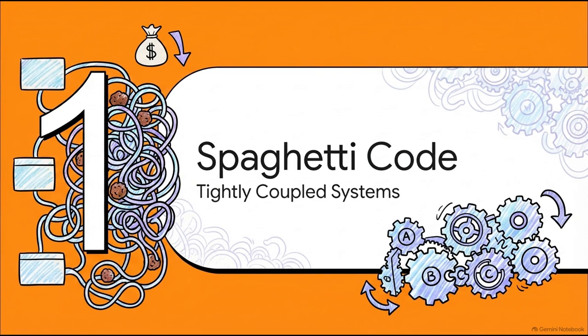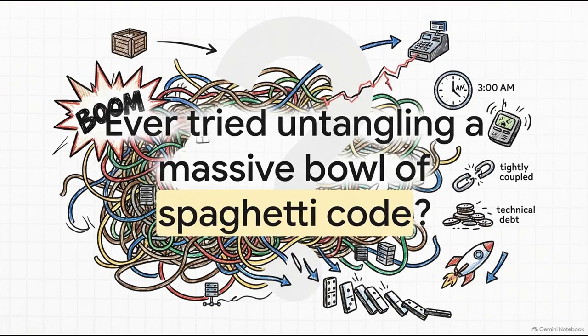All right, part 1. Escaping the spaghetti code and the true cost of tightly coupled systems. Have you ever actually tried untangling a massive bowl of spaghetti code? You change one seemingly harmless line in an inventory module, and suddenly, boom, the entire payment gateway crashes. It's the absolute nightmare of tightly coupled systems. It completely kills your business agility, piles on massive technical debt, and frankly, it's the exact reason you're getting those 3 a.m. pager alerts. When systems don't have clear boundaries, a single failure just cascades through your entire network.